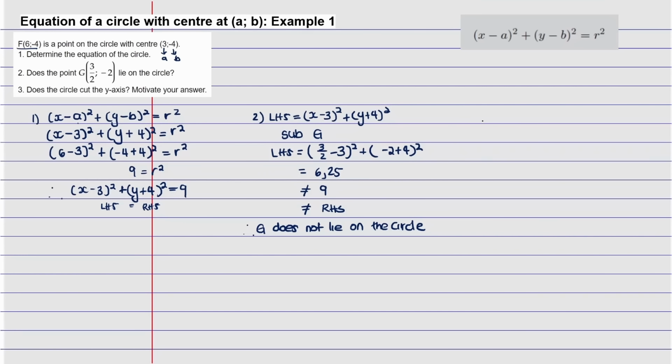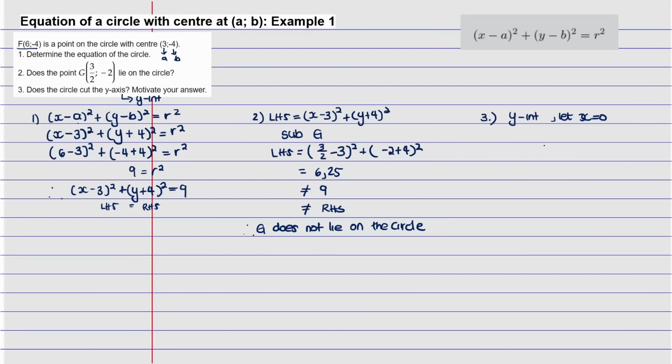Now moving to number 3. It says, does the circle cut the y-axis? Then it says motivate your answer. So to determine whether the circle cuts the y-axis, we need to find the y-intercept here. So that's what we're looking for. And we know that for the y-intercept, we let x equal 0.